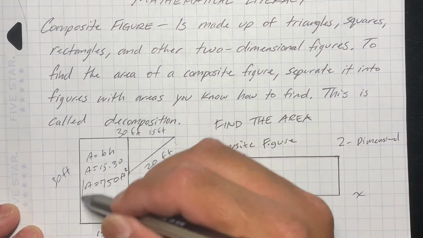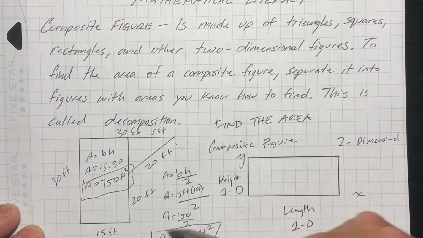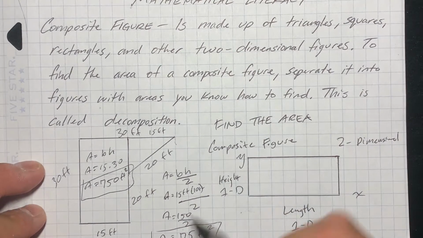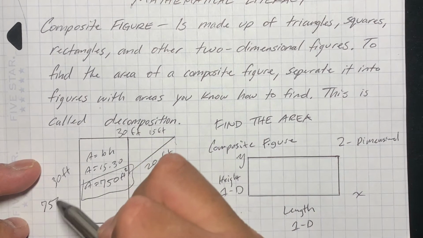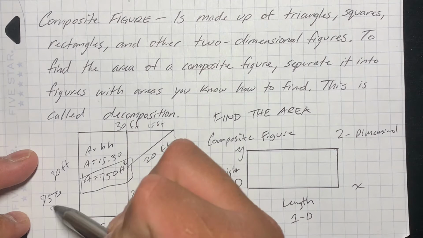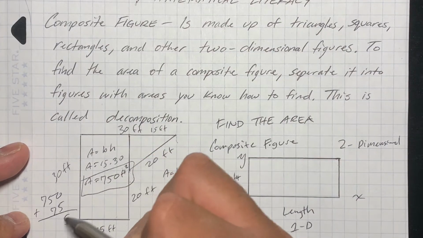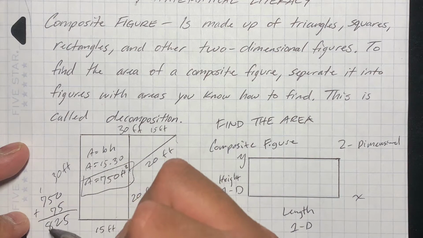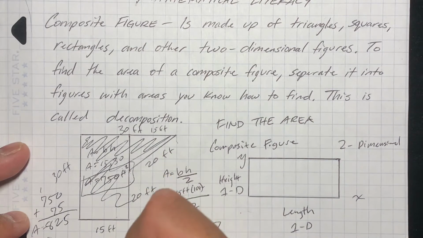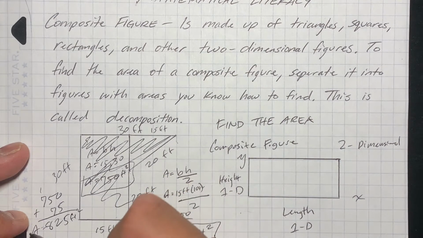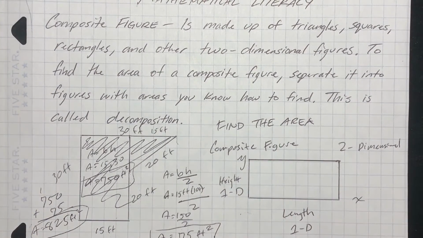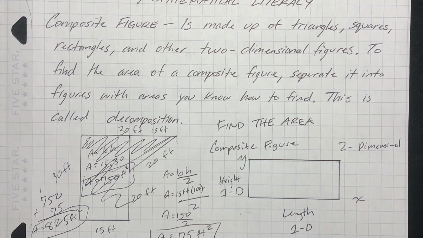And then you just add your two areas, 750 plus 75. So that would be about 750 for the area of this rectangle, and then 75 added, that's 825. So the whole area for this whole figure, this composite figure, is going to be equal to 825 feet squared. So you just add those two areas together to get the area of the composite figure. All right, so that's kind of what we're going to be doing today.